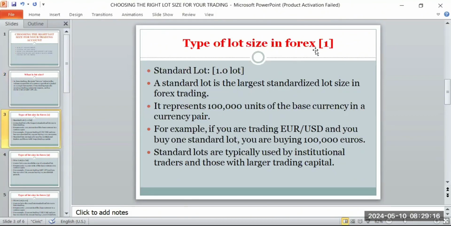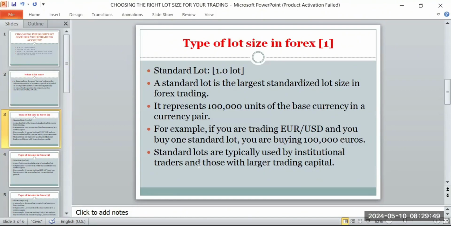The first type of lot size that we have here is the standard lot, and one standard lot is also known as one lot, okay? A standard lot is the largest standardized lot size in forex trading, and it represents 100,000 units of the base currency in a currency pair. So let's say, for example, if you are trading EUR/USD and you buy using one standard lot, that means you are buying 100,000 units of euros, okay?